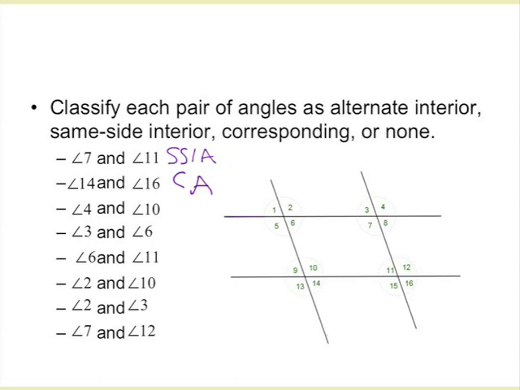4 and 10, if I trace out angle 4 and angle 10, I had to trace all 4 lines. That's not allowed. So these are none. A lot of students want to say 4 and 10 are corresponding because they are both upper right-hand corners, but there's too many lines in the picture. Our special angle pairs only exist if we're working with one pair of lines crossed by one transversal. 3 lines is all we're allowed in our picture to name a special angle pair. So since I had to trace all 4, it's no good.